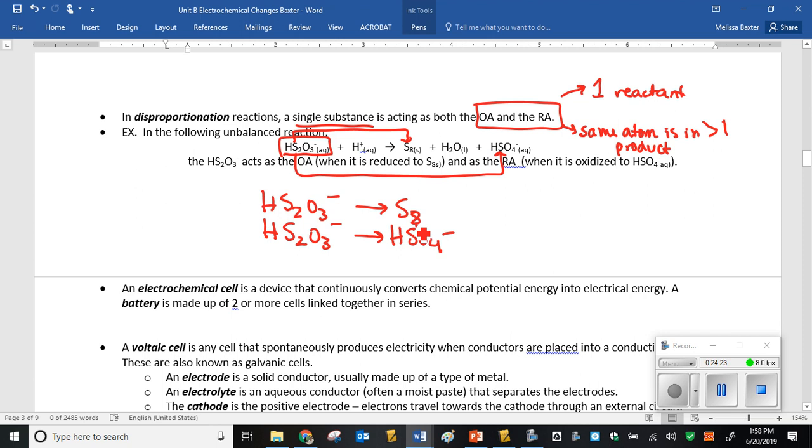So if I look at the first one, I would start by putting a 4 here so that there's 8 sulfurs on both sides. In this one, I would start by putting a 2 here so that there's 2 sulfurs on each side. Second step is oxygen, and you balance oxygen with molecules of water. There's 3 times 4, so 12. So I'm going to add 12 waters on the other side because to balance oxygen, you add molecules of water.